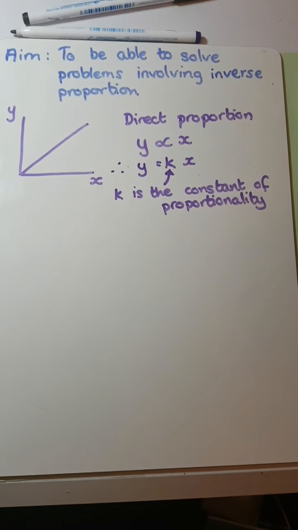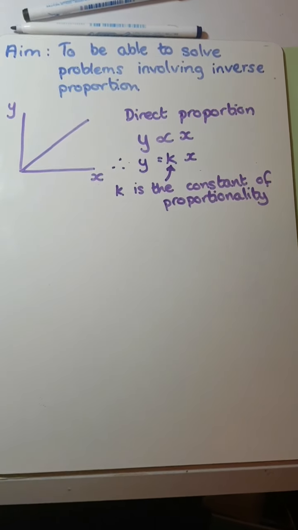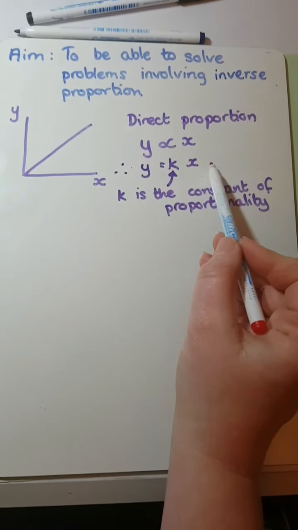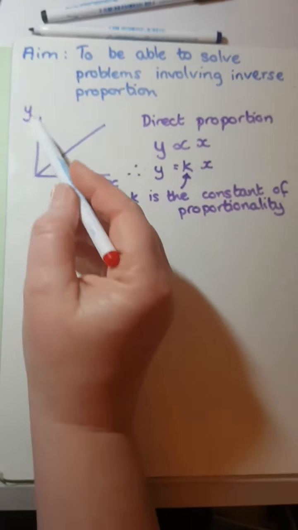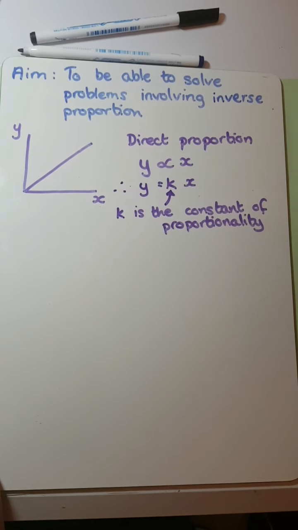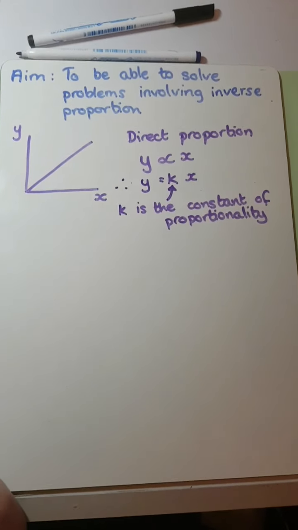Now, if you think about the graph of this relationship, thinking back to y equals mx plus c, we know there is no y-intercept. So that's going to give us a straight line running through the origin. The difference here is that the gradient is equal to the constant of proportionality.